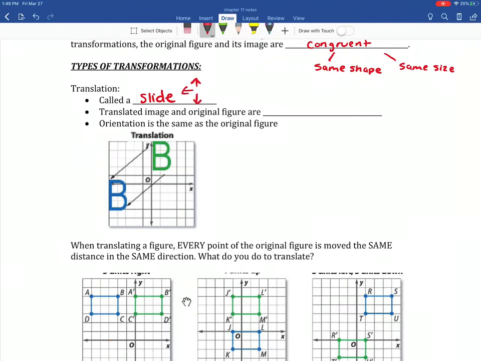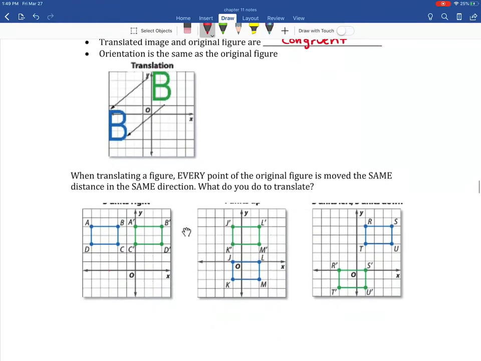So we're moving things up and down and left and right. The translated image and the original figure are congruent. They're the same shape and the same size. The orientation is the same as the original figure, meaning that it's not a mirror image. It's facing the same direction. So this first picture is taken directly from your book. You see that the green bee and the blue bee are the same shape and the same size. All you do with the green bee is move it down and to the left to get the blue bee.